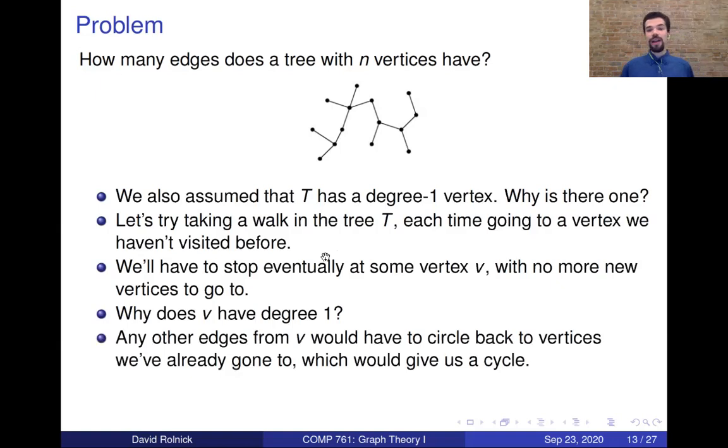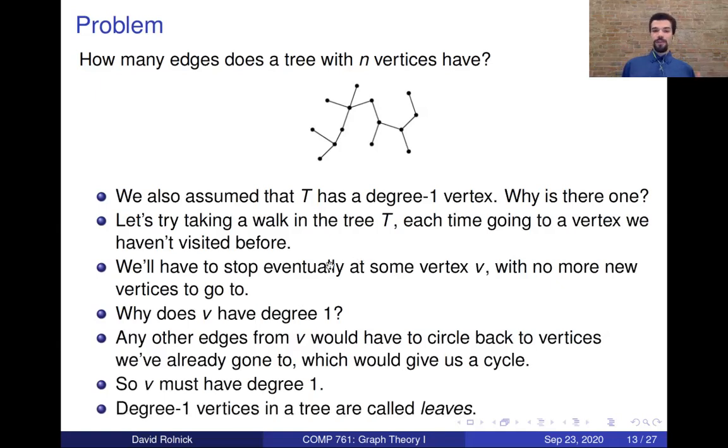So yeah, any other edges from V would have to circle back to vertices we've already gone to, which would give us a cycle. So V has to have degree 1, so we can take it away and do our induction. Okay, now we're fully rigorous. We have a good proof. Cool.